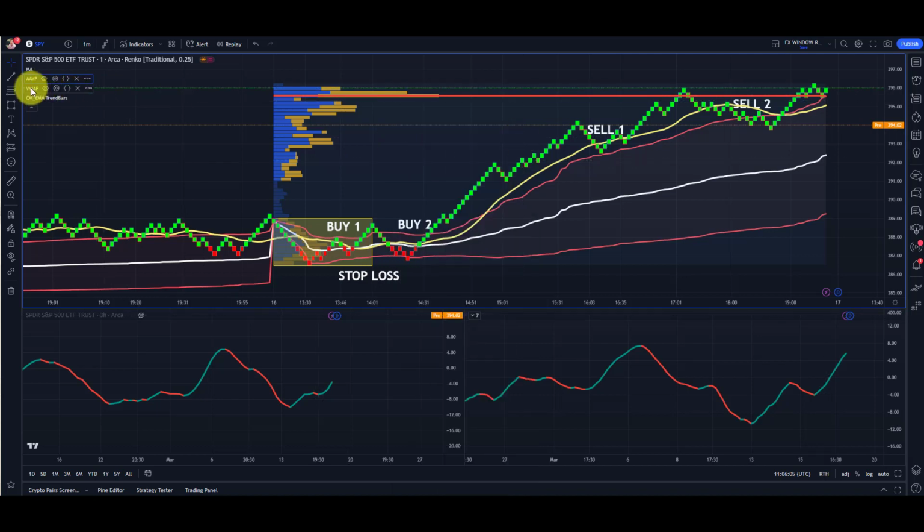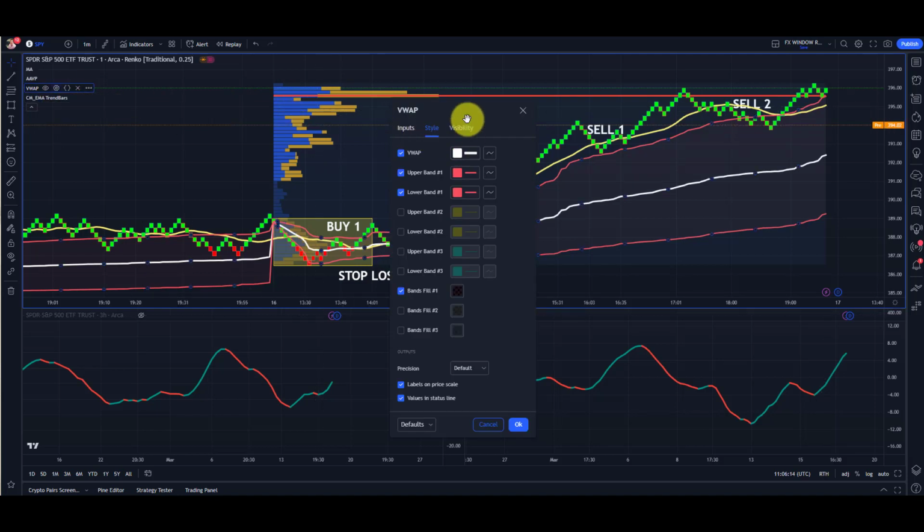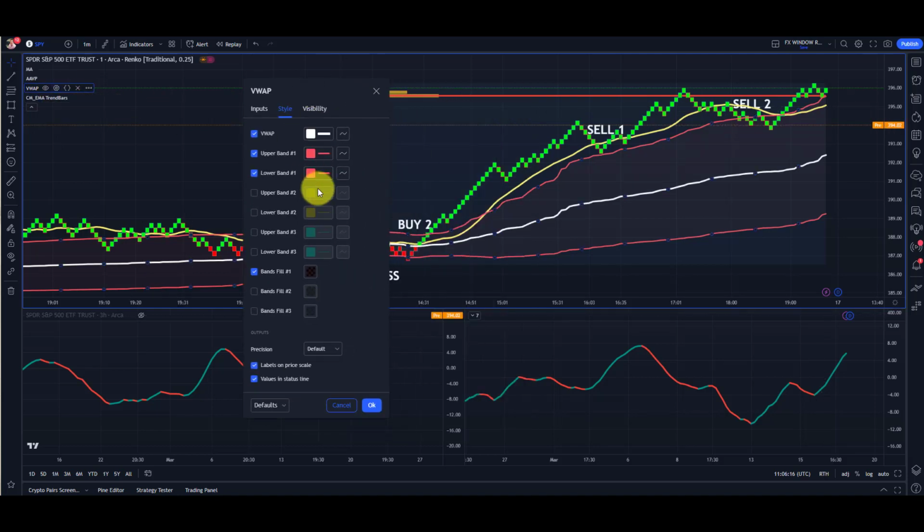Then under that we've got the VWAP, and this gives us those bands. Again, type that into the top. You should be able to pull that off. And what have we got set up inside it? I've taken off the lower bands, so the number 2 and number 3 bands. They give even wider bands.